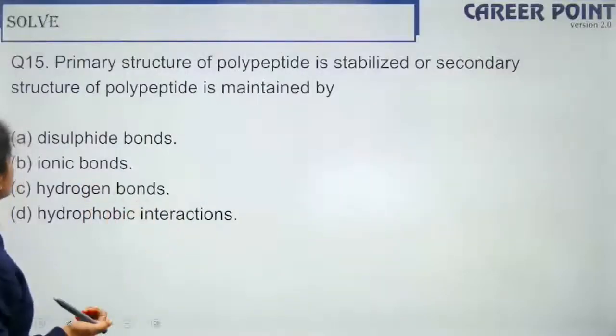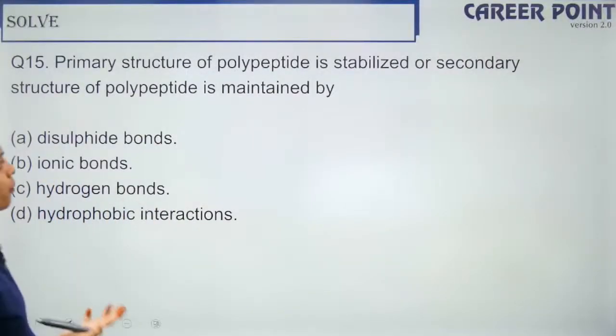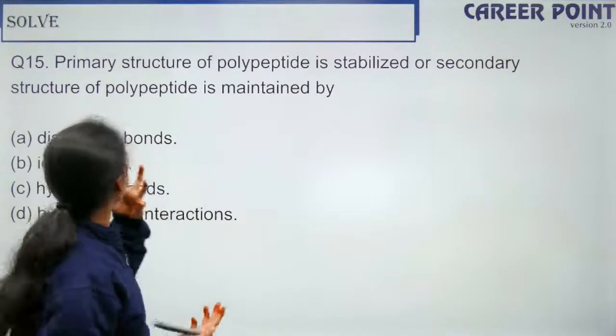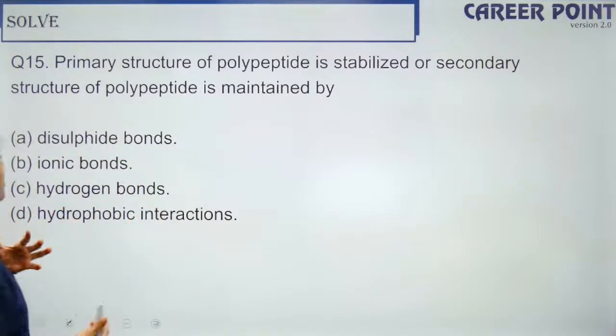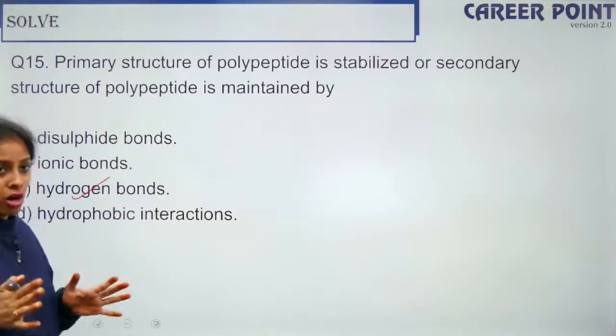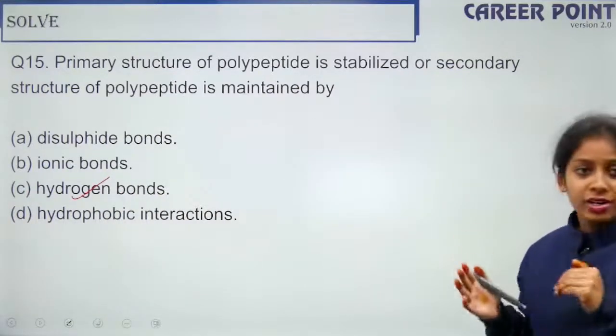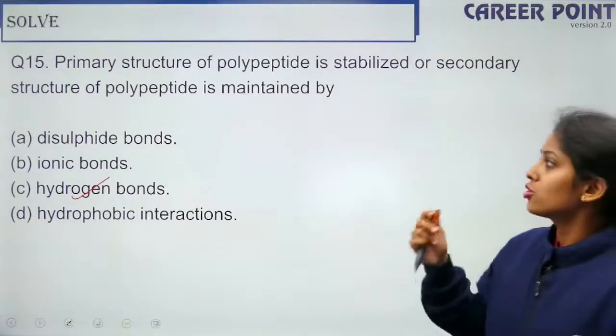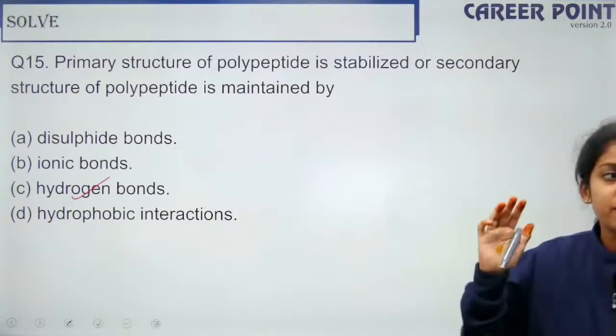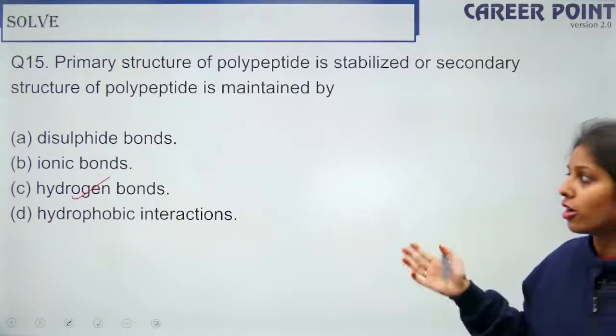So coming to question 14, the secondary structure of the polypeptide is maintained by hydrogen bonds, right? So that is very important. That is what it drives. Here peptide bonds is not given, so please don't get confused. Ma'am, it's polypeptide, so it should be peptide? Not necessarily.